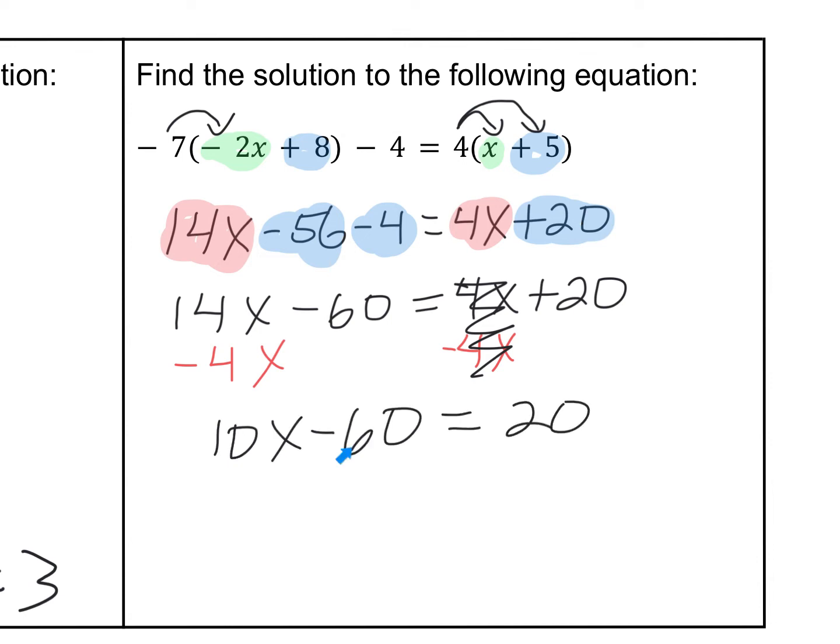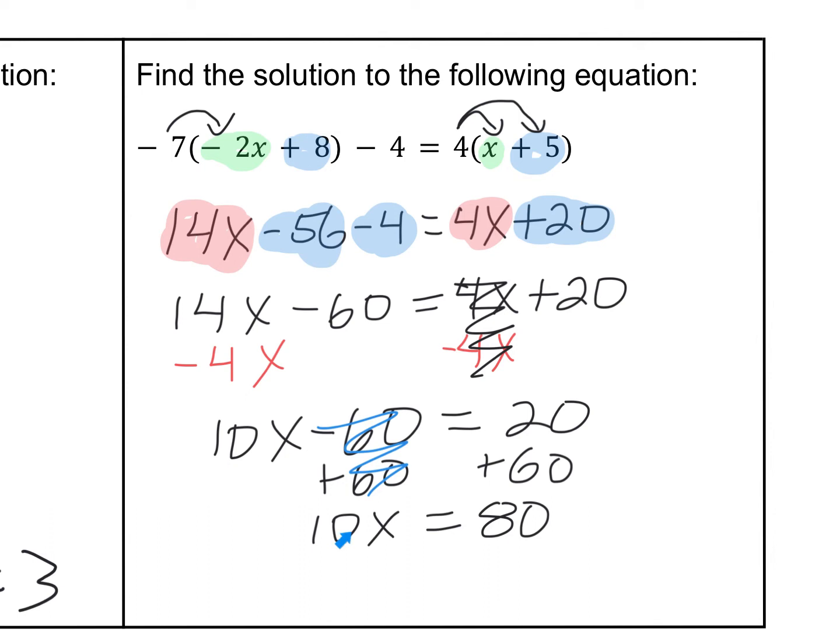All right, now we need to get the constants together. We have a negative 60 on the left and a 20 on the right. So since my variables are on the left side, I'm going to put my constants on the right. So to remove this minus 60, I use the inverse or the opposite, which is to add 60, and I do that to both sides. Again, the reason we do that is because negative 60 plus 60 cancels. So all we have left on the left side is 10x equals, and then on the right, 20 plus 60 is 80.